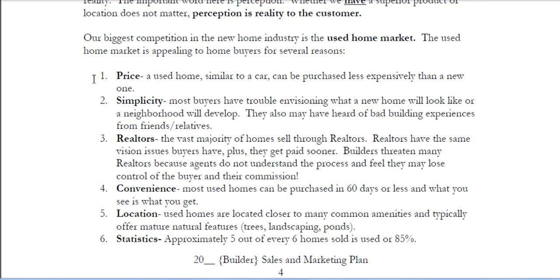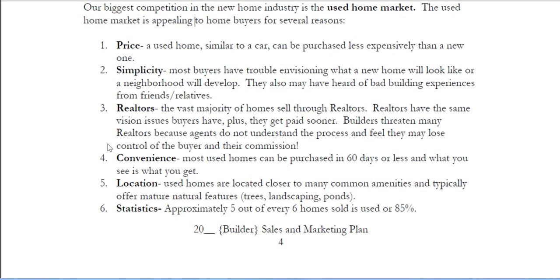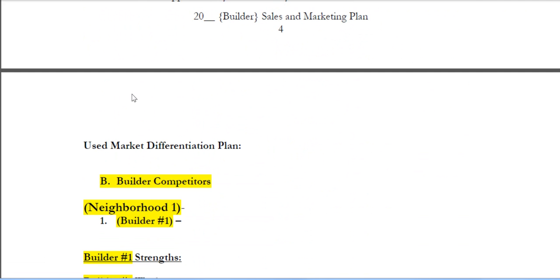So there's 6 things I've put together here that you have to consider when people are looking at used homes. Obviously, a lower price. It's simple. It's already built. It's there. It's an established neighborhood. Realtors always default towards used homes because that's what they're trained to sell. Convenience, location. There's a lot more location opportunities than new homes. And then, just statistically, that's just what people do. So we've got to come up with a differentiation plan for the used market.